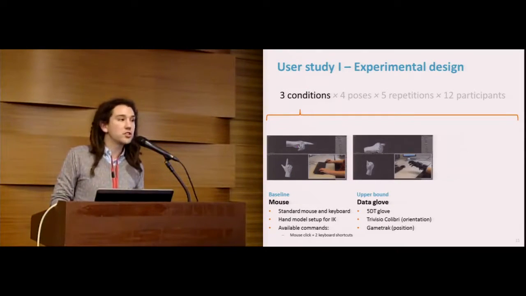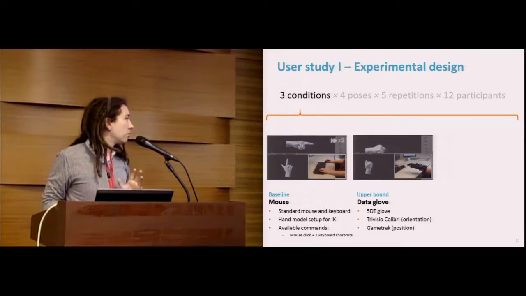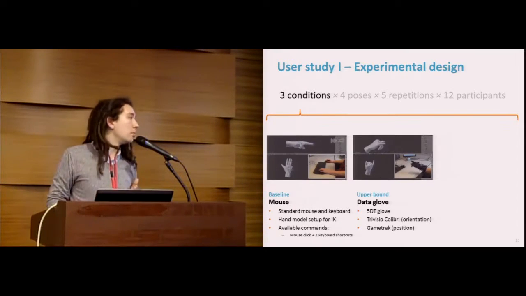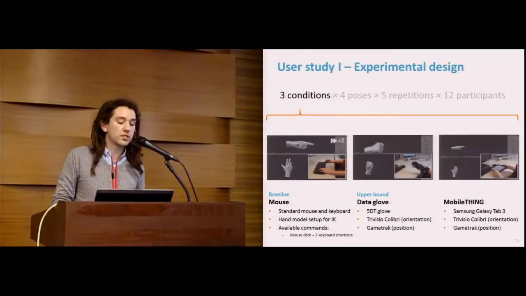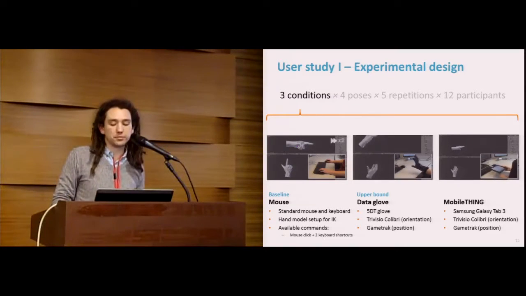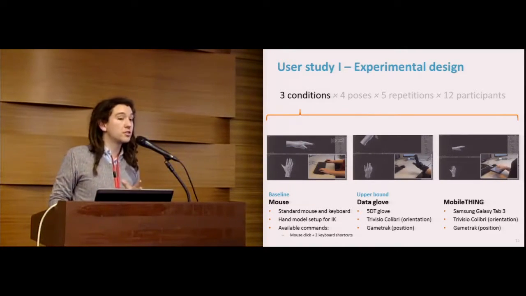Then the second condition is motion capture with a data glove. So we use the 5DT glove with some external sensors for the position and orientation of the user's wrist. And finally, there is our technique, the mobile version, which lets the tablet handle all of the degrees of freedom. And for fairness, we also used the same sensors as with the data glove instead of the internal sensors of the tablet.